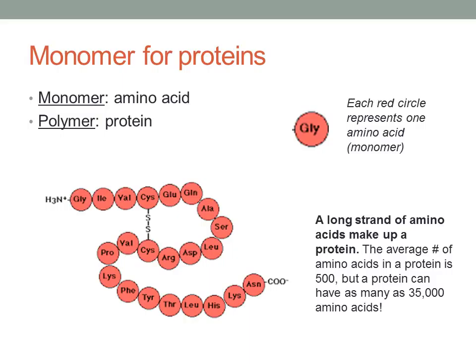The average number of amino acids in a protein is about 500, but a protein can have as many as 35,000 amino acids. So again, the small subunit for a protein is the amino acid. When you link all those amino acids together, we now have our polymer, which we call the protein.